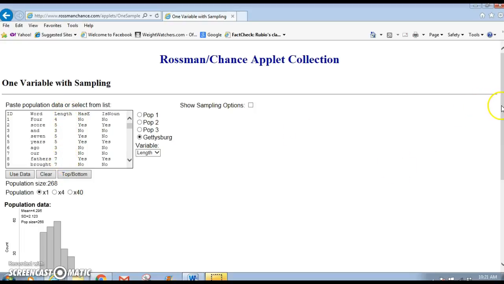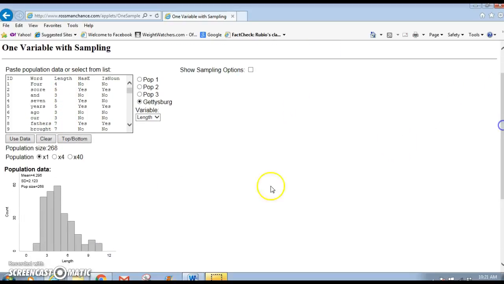Okay. So you could see that there's a histogram showing the lengths of the words and then the frequencies, and it gives you the mean to be about 4.295, and the standard deviation and the population size. So there's 268 words in the Gettysburg address. Notice the shape of the distribution. Some might argue that it's slightly skewed to the right. Others may argue that it's somewhat symmetric.